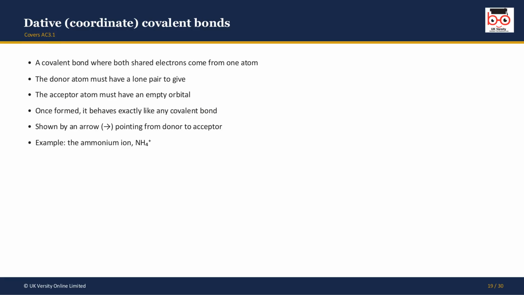There's a special kind of covalent bond worth knowing, the dative or coordinate bond. It's a covalent bond where both of the shared electrons come from just one of the atoms. For that, the donor atom needs a lone pair to give, and the acceptor atom needs an empty orbital to receive it. Once it's formed, it behaves exactly like any other covalent bond. We show it with an arrow pointing from donor to acceptor, and the classic example is the ammonium ion.